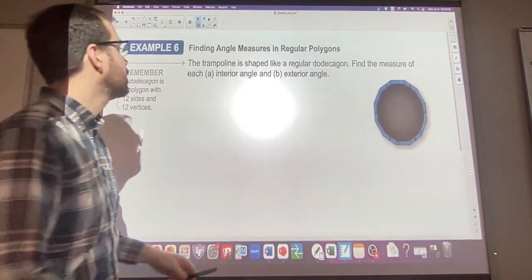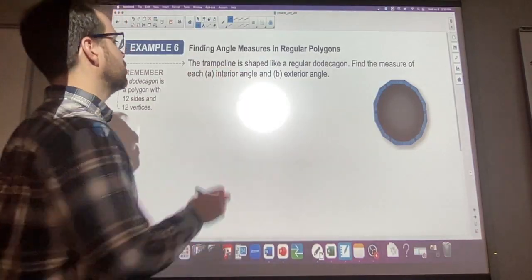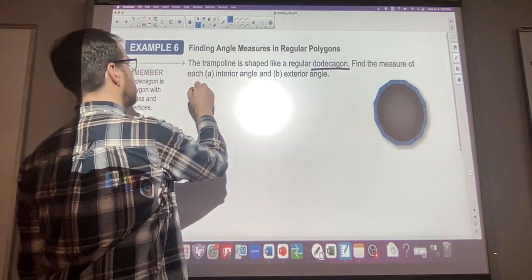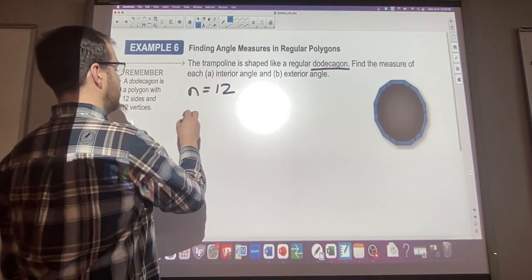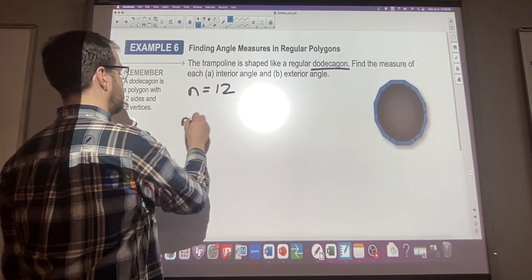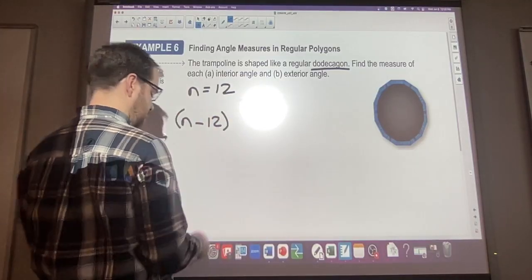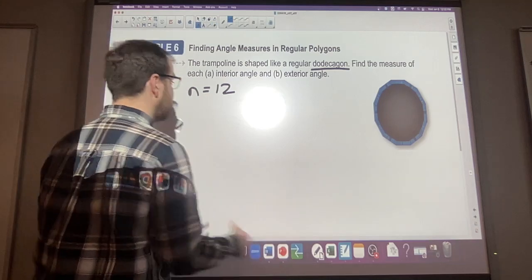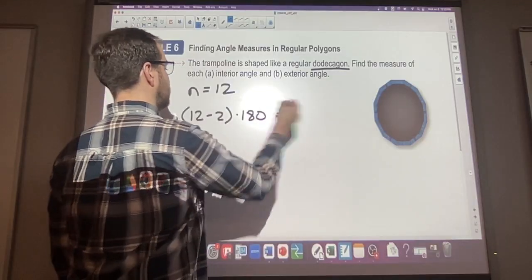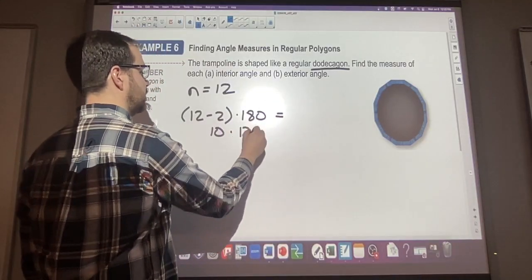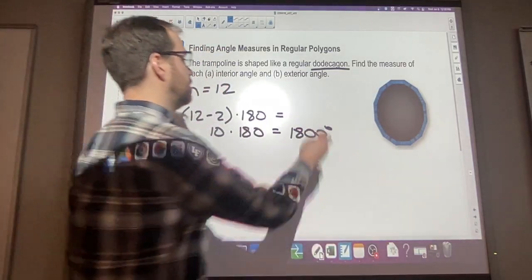Last problem. All right, we're going to do 2 things. We're going to find the measure of an interior angle and an exterior angle. So we have a dodecagon. N equals 12. And what we're going to do is say n minus 2, sorry. 12 minus 2. So it'll be 12 minus 2 times 180, which is going to give us 10 times 180, which is 1,800. Okay, so this is our interior angle sum.